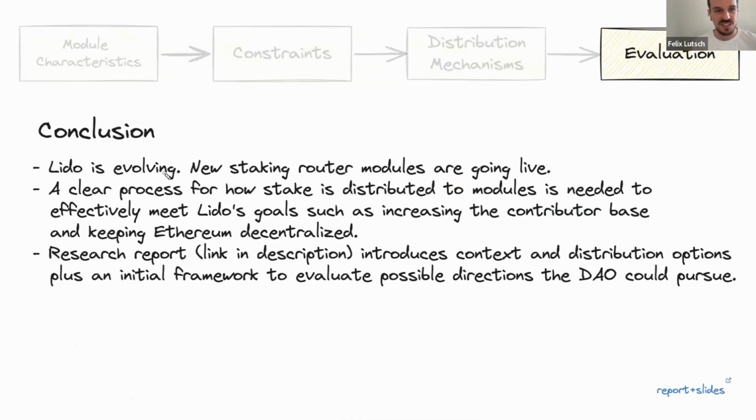Yeah, overall, I think the conclusion of the report is, Lido is evolving. We have new modules going live, like Simple DVT, and new modules in development, like community staking. There needs to be a clear method for how we distribute the stake to these modules. The research report tries to look at those ways and tries to lay a groundwork to help the Lido DAO move forward. I think StakingRouter is a really great invention and great design. So yeah, hopeful to see it flourish.